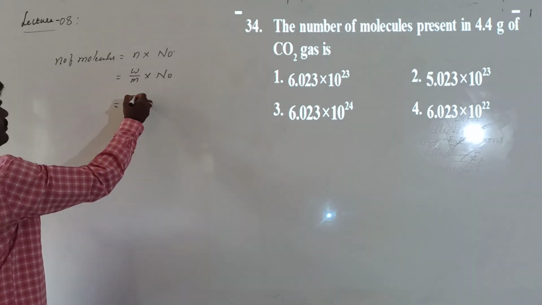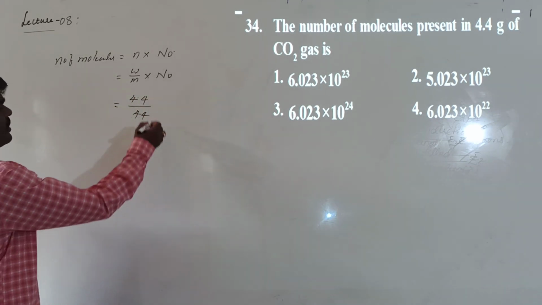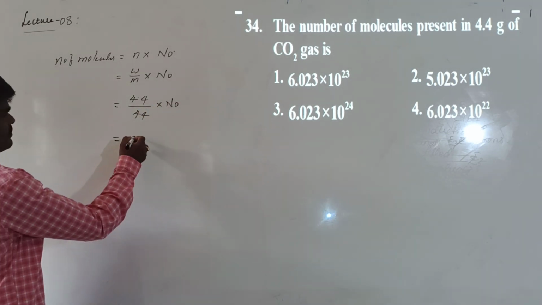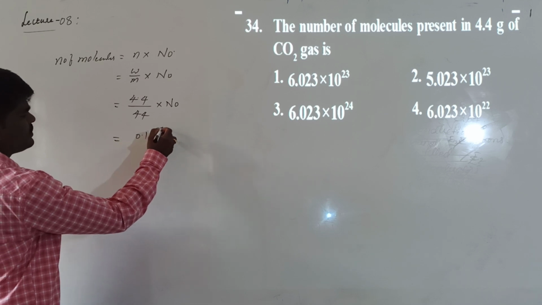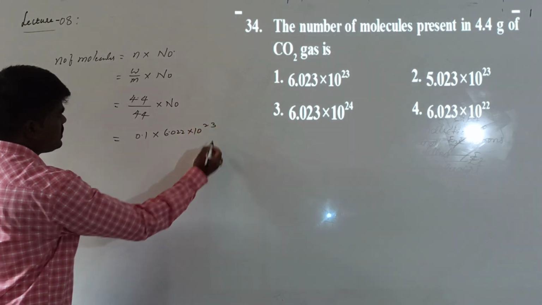What is the mass given? 4.4 grams. What is the molar mass? 44 grams. Right? Times Avogadro number. So how much does it come to? It comes to 0.1 times 6.022 times 10 power 23.